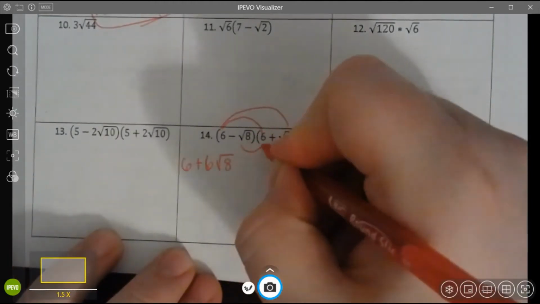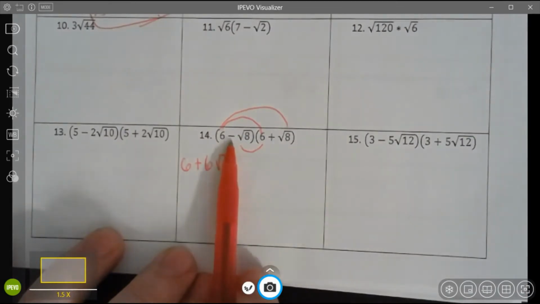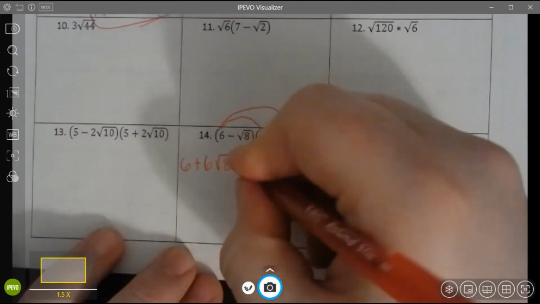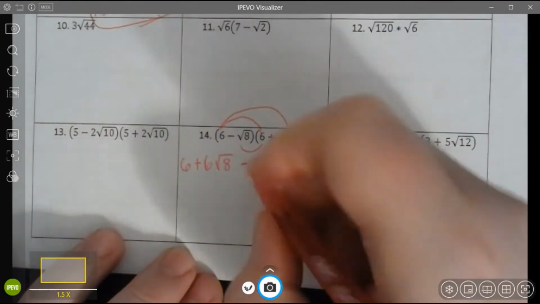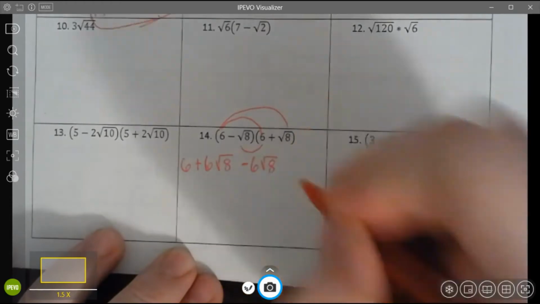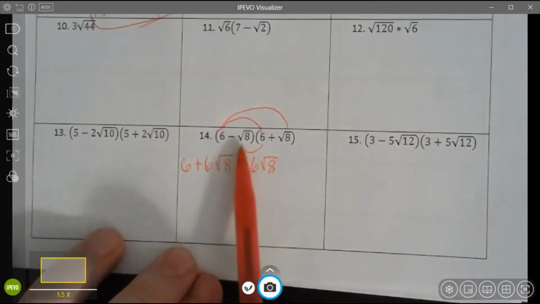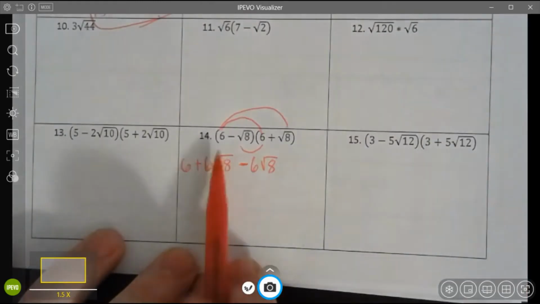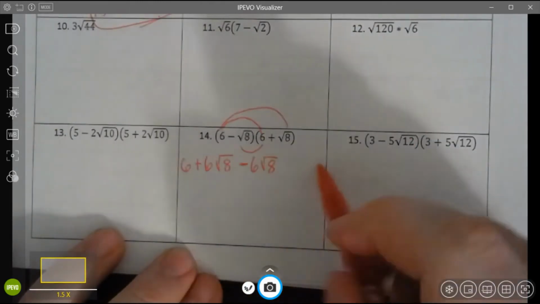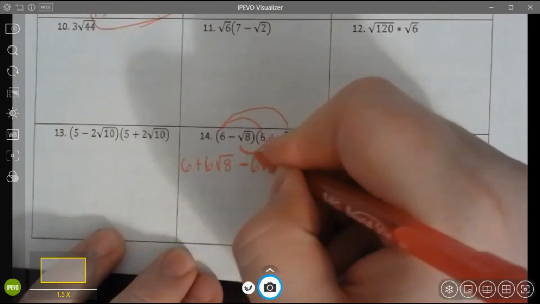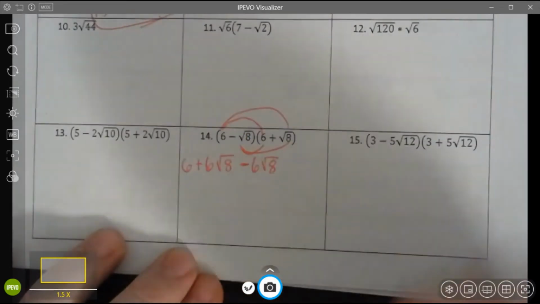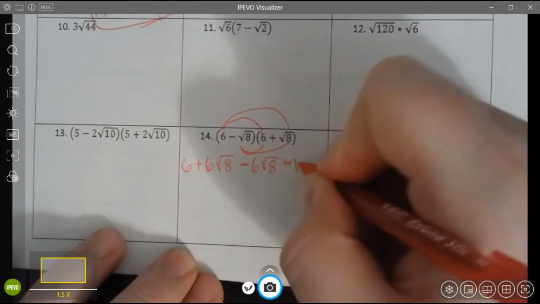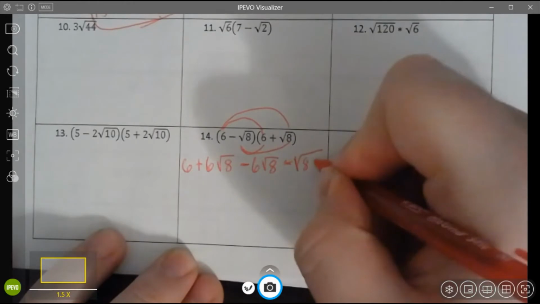Next, distribute negative square root of 8 times 6. So it's going to be negative 6 square root of 8. The 6 stays on the outside, the 8 stays on the inside, and the negative stays out front as well because it's on the outside of the square root. And then lastly, negative square root of 8 times positive square root of 8. So I'm going to write negative on the outside, square root of 8 times 8.